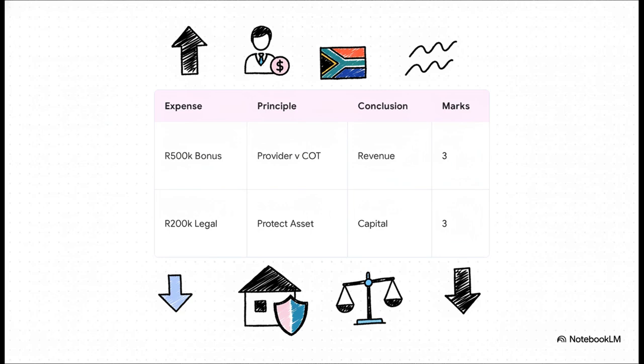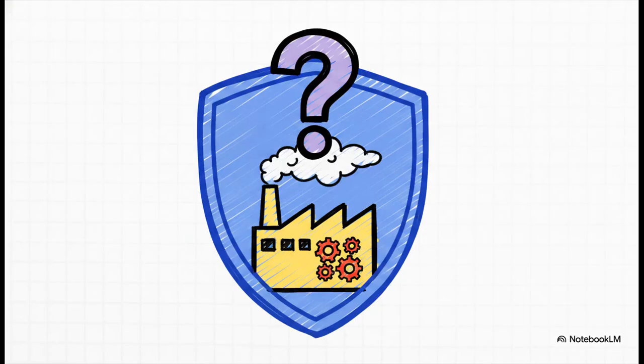For the R500K inducement, you need to cite Provider VCOT. State the principle, inducing an employee to enter service has the direct purpose of producing future income. Because it's an operational employee cost, it is revenue, not capital. Boom, 3 marks. Now, for the R200K legal fees, you have to recognize the true nature of the expense. Legal fees always take their nature from whatever it is they are defending. Defending a land title is protecting a core asset, your underlying income-earning structure. Therefore, it is of a capital nature, which means it fails Element 5, not deductible. Another 3 marks.